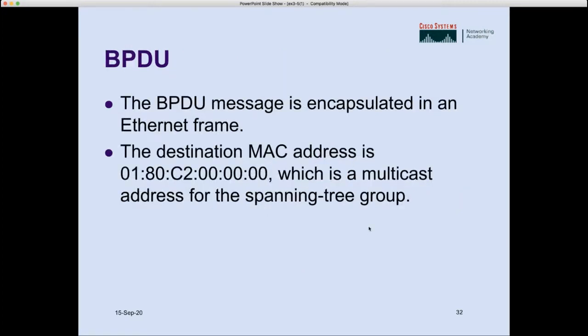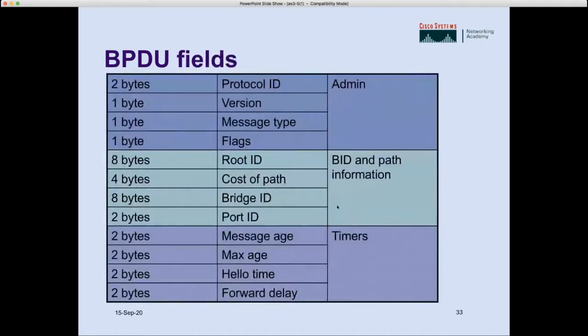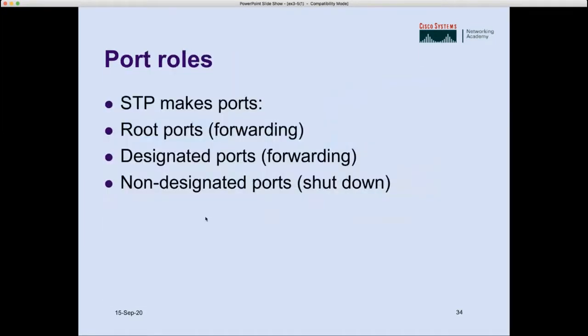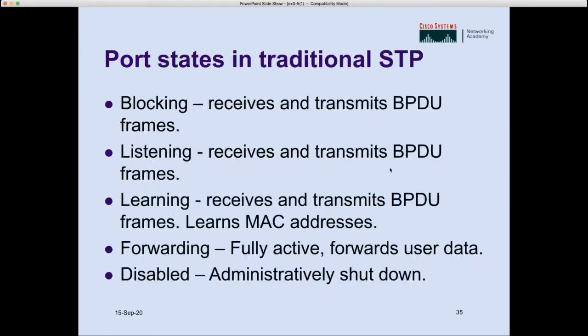The bridge protocol data unit is sent in an Ethernet frame between the Ethernet switches, using a special multicast address for sending this information back and forth. Don't worry about this. So, port roles: spanning tree protocol makes ports forwarding. If it's a root port or designated port, it's actively forwarding the traffic. Non-designated ports are alternated or blocked. I don't like the word shutdown here. If you see the word shutdown, you think someone typed shutdown or no shutdown on it, turning it off. That's not exactly what happens.